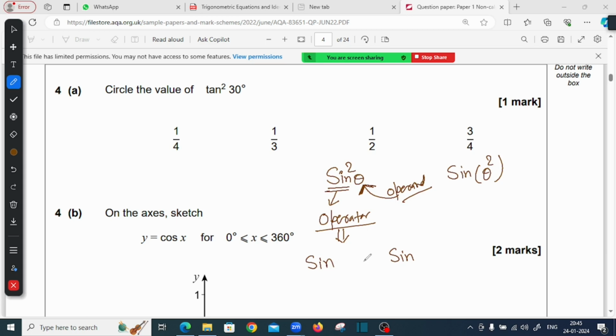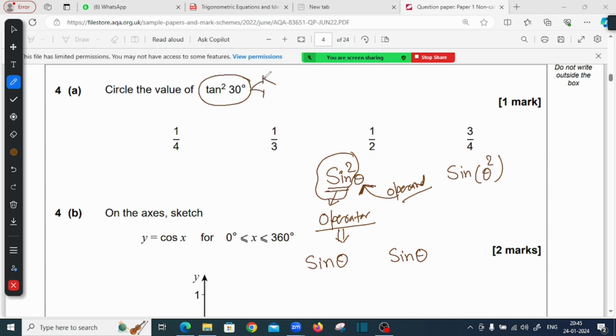Why is it so? It is just like the rule of grammar: if something is the same for two things, we should not write it again and again. So theta is common to both. That's why only theta is written here, and the square is on the operator. So there are two operators, sine and sine, and the operand will be the same, theta.